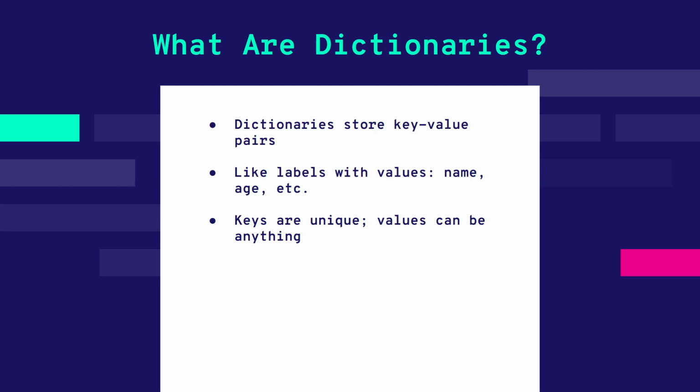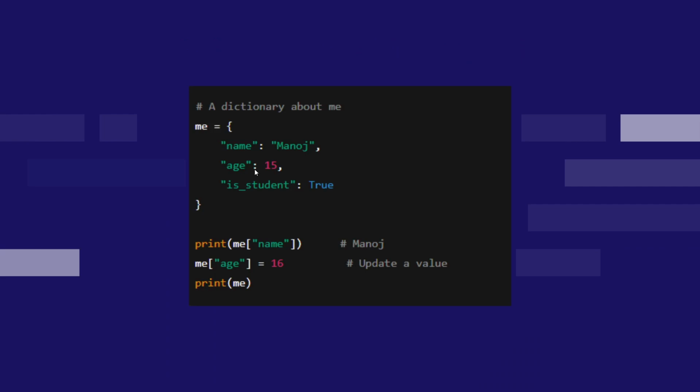Dictionaries store key value pairs. It's like there's a label and then there's a value. The label could be anything, like name, and then the value would be something like name, Manoj, age, 15, etc. And values can be anything. As shown in my example, name is Manoj, age is 15, is student is true. You always add a comma whenever you want to add a new thing inside the dictionary.